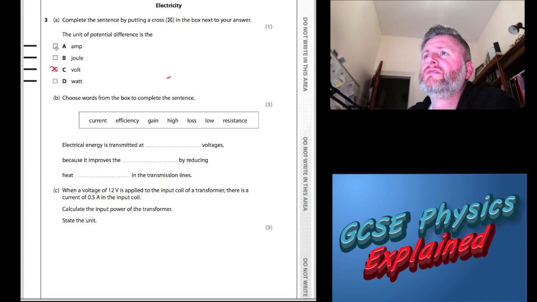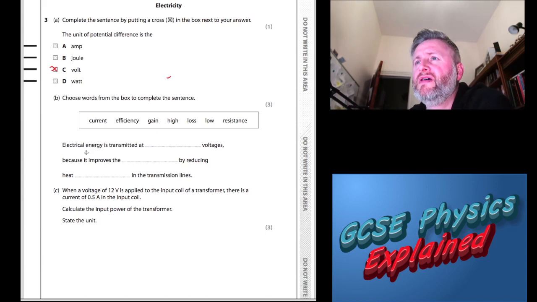Amps are for current, joules are for energy, and watts are for power. Part B. Choose words from the box to complete the sentence. Electrical energy is transmitted at high voltages because it improves the efficiency by reducing heat loss in the transmission lines.